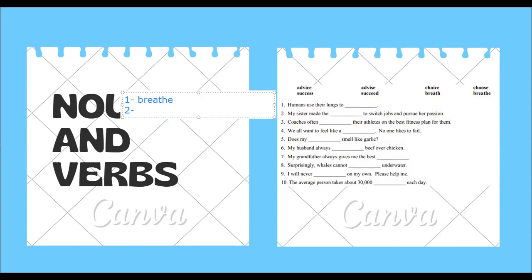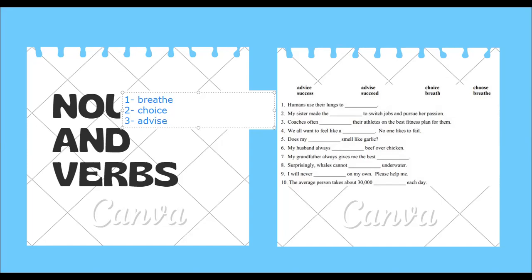And now let's look at the second. My sister made the blah blah to switch jobs and pursue her passion. So we have made a something. So we have to make a choice, of course, not a verb but a noun. So we are saying choice. Now let's look at the third. Coaches often blah blah their athletes. So what can a coach do? Yes, they advise. So what are you saying? Advise.